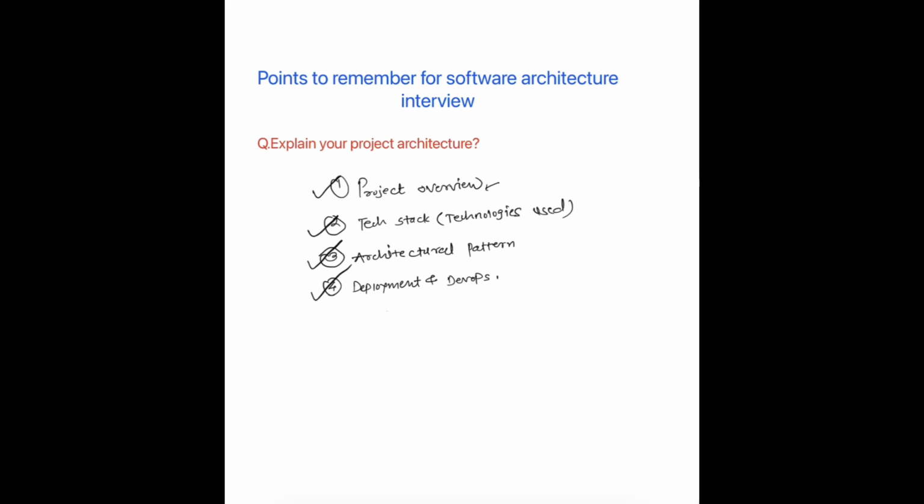For example, we used Docker and Kubernetes for containerization and automatic scaling. The application is deployed on AWS with auto scaling enabled, and CI/CD pipelines handle automated builds and deployments. This is a very simple answer for the DevOps and deployment process. And these are the four things you need to add in your project architecture interview question.